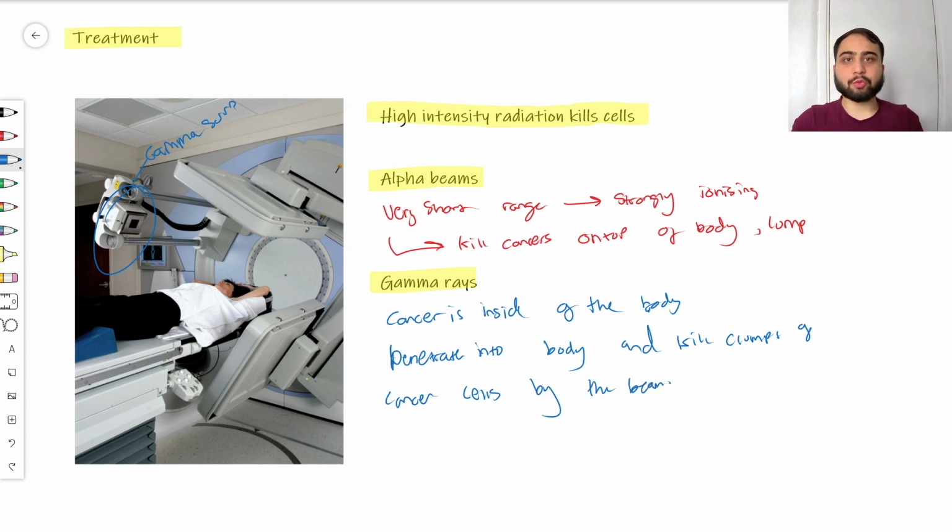Okay, so the beam will attack the cancer cells by irradiating them, right? It will ionize the cancer cells, it will mutate them, and it will cause the cancer cells to just break apart and die.